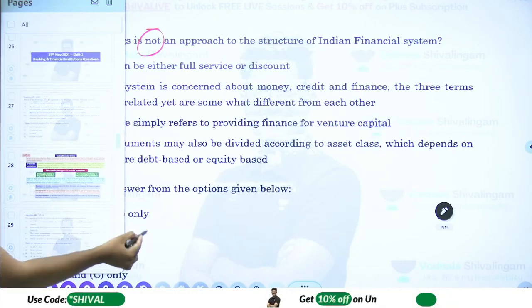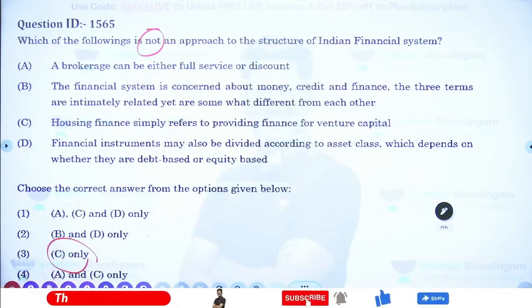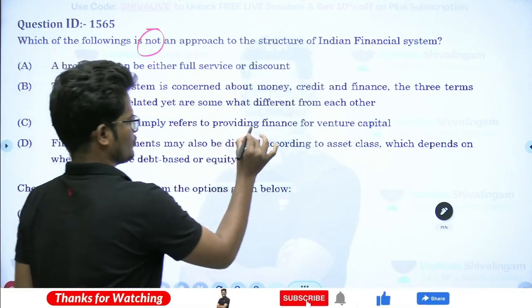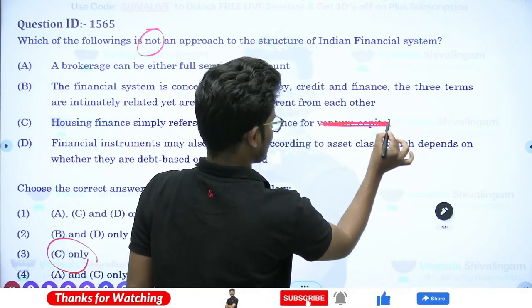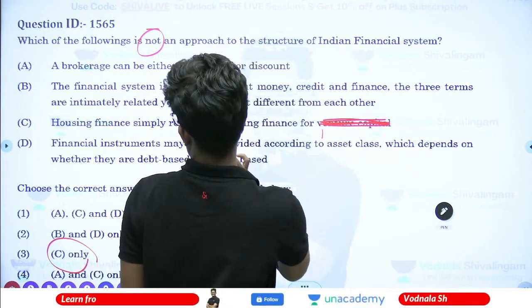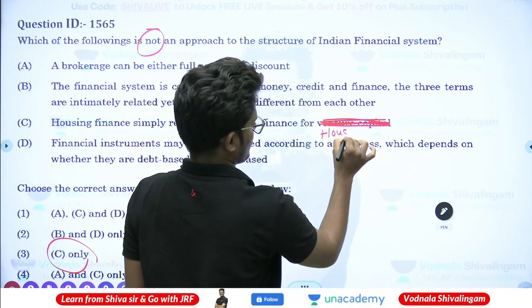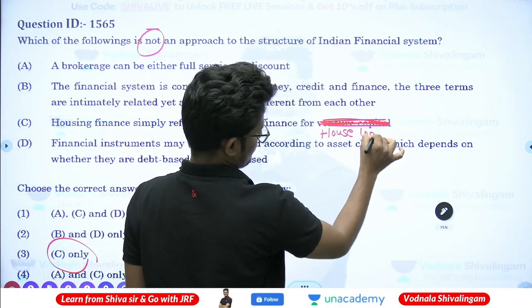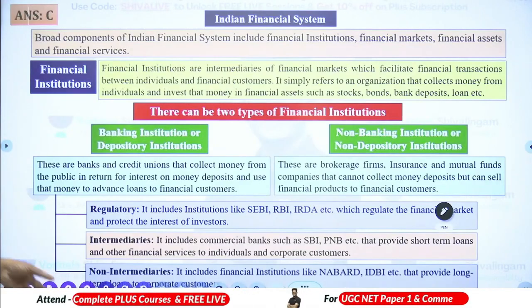So the answer for this question is only C, because housing finance simply refers to providing finance not for venture capital. Providing finance for venture capital is venture capital financing. Housing finance simply refers to housing loans only. That is what we call house loans.